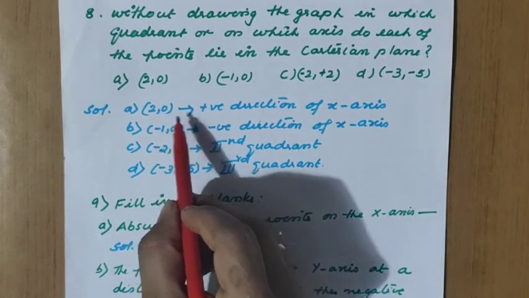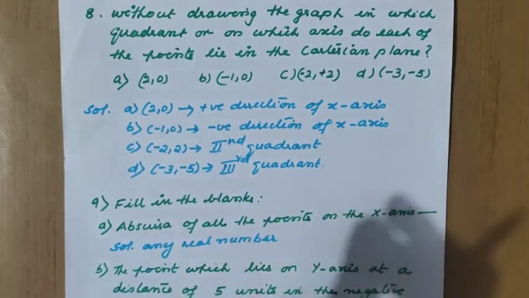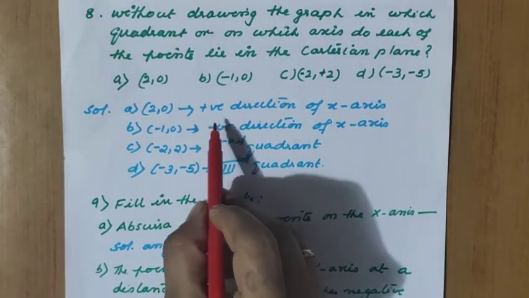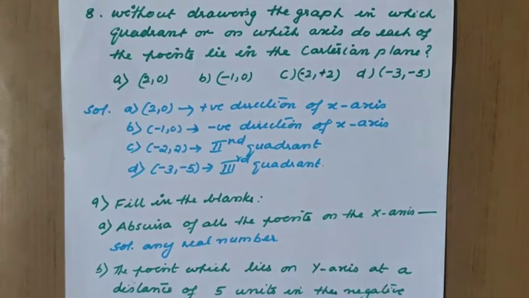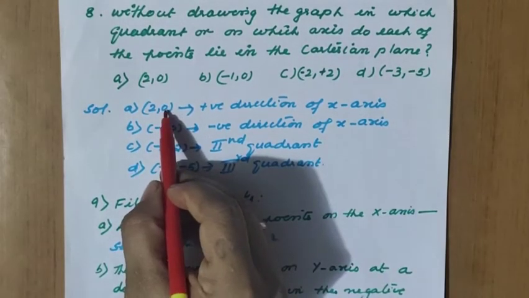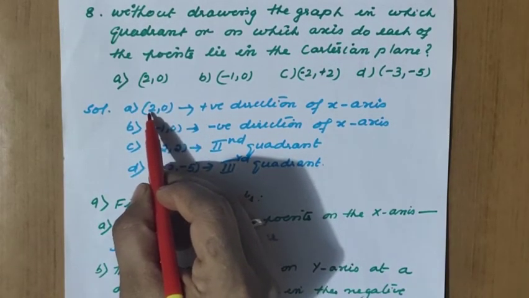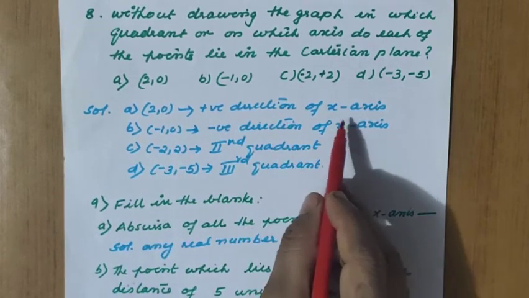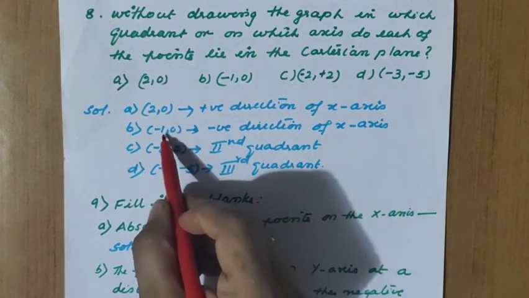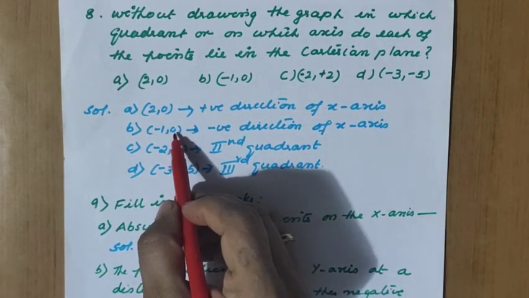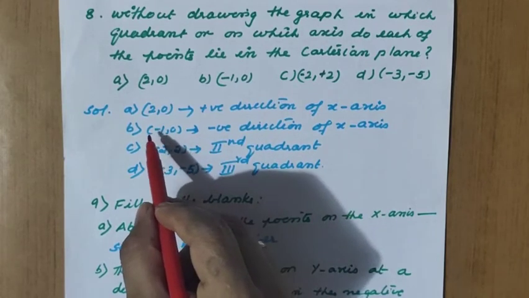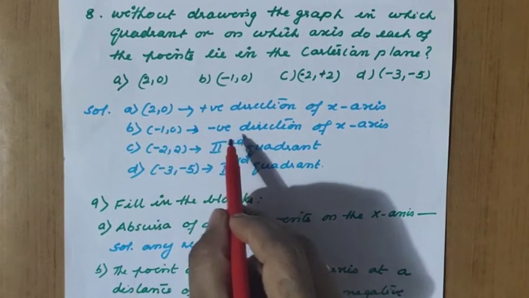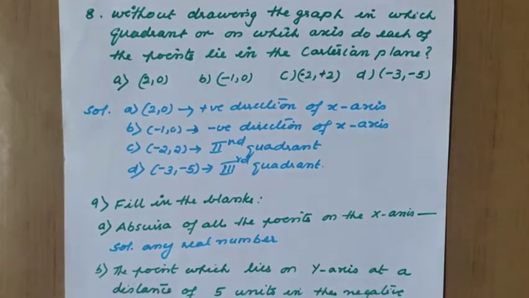You can write it is just the x-axis, but when the question asks on which axis, we should write clearly the positive direction of x-axis. How can we identify? Here 0 is the y value, right? So that means only x is present, and x is a positive value. So positive direction of x-axis. Now minus 1, 0, which value is 0? Y value is 0. So naturally it is on the x-axis only. So negative value of x is given. So negative direction of x-axis.